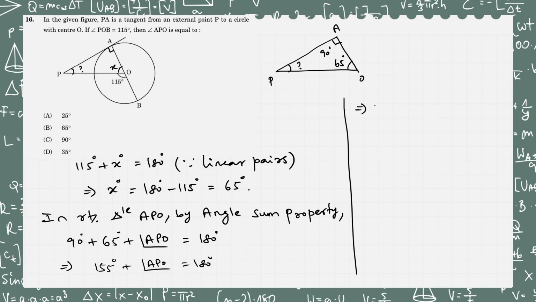So that implies angle APO equal to 180 minus 155 degrees, which is 25 degrees, right? So angle APO should be 25 degrees. So option A is the correct answer. Let's move on to the next sum.